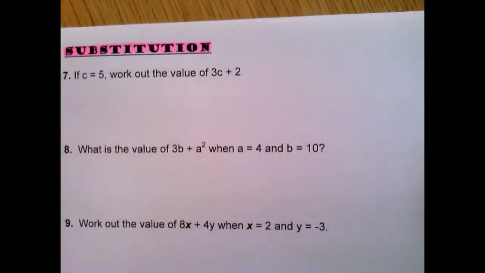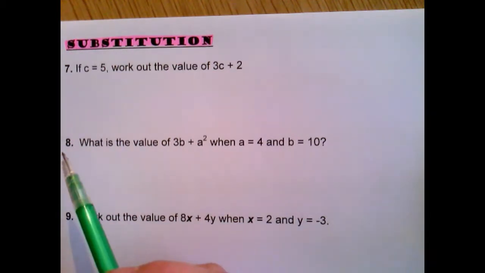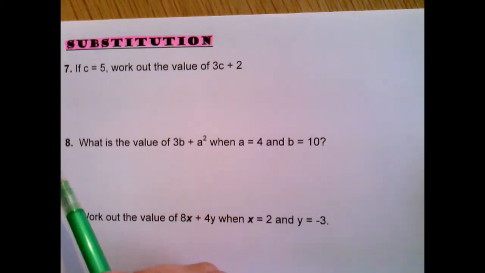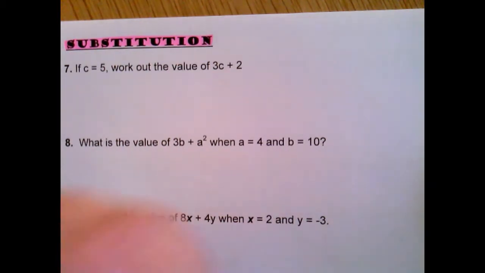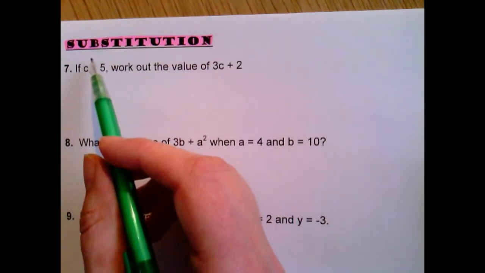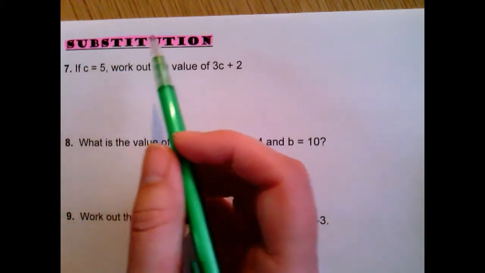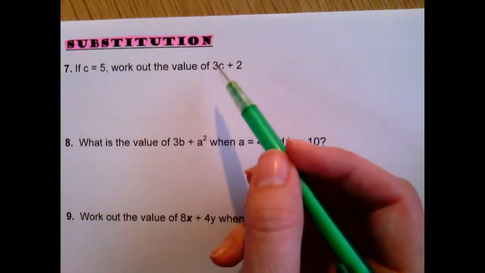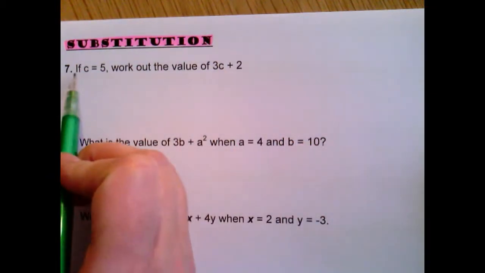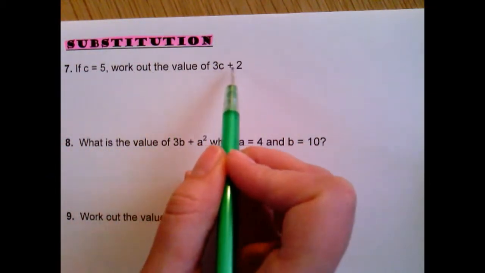Okay, the next word that I want to look at then is substitution. So this is whenever you want to get rid of the letter and put a number in instead of it. So a bit like if you were using a sub on a football pitch, or there was a substitute teacher in, where the teacher or the football player isn't there anymore and there's something else in place of them. So if c is equal to 5, work out the value of 3c plus 2.